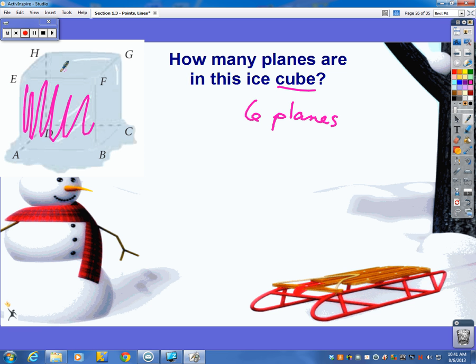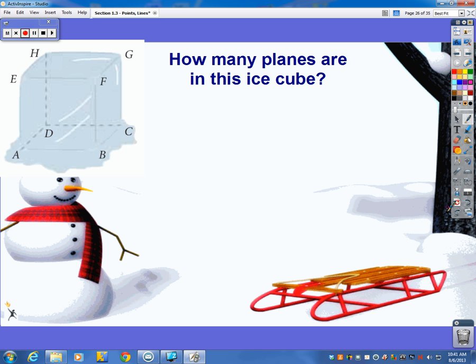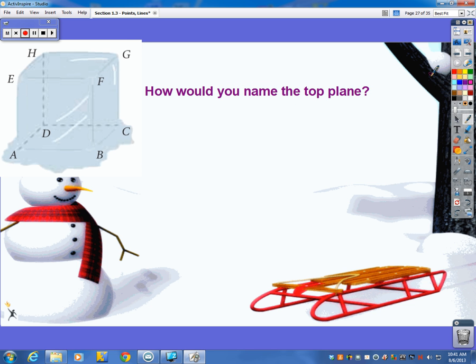There's the front plane, there's the back side, the left side, the right side, the top, and the bottom. Those are the main 6. Technically, there are infinite, and we will talk about some other examples besides those 6. But how would you name the top plane?